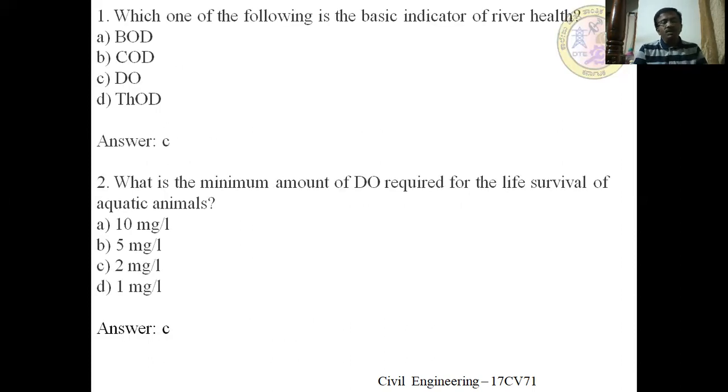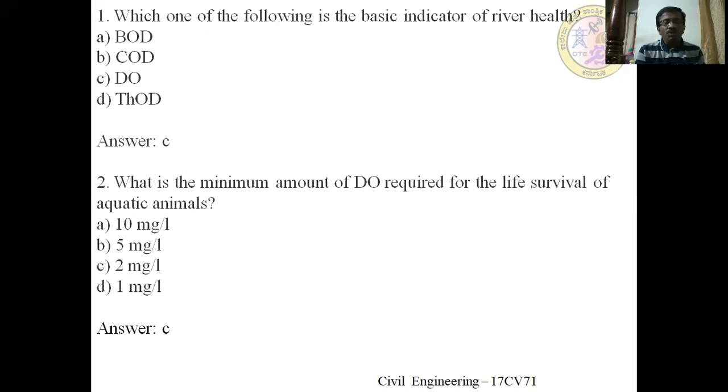Now some MCQs related to the self purification of stream. Which one of the following is the basic indicator of river health? It is DO concentration. If DO decreases, it indicates the river is affected by organic matter. If DO concentration is more, the river has the capacity to receive wastewater up to some extent, meaning it is free from BOD, COD, and in simple words, free from organic matter.